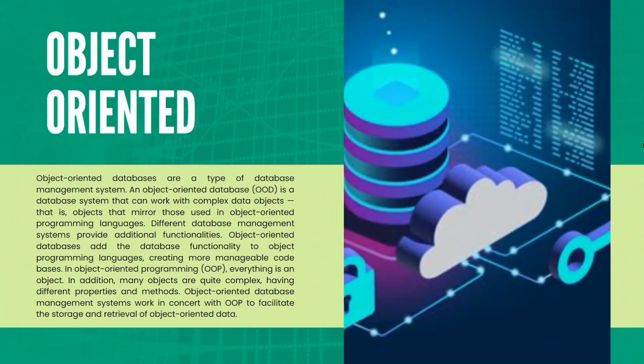Definition of object-oriented DBMS. Object-oriented databases are a type of database management system. An object-oriented database, or also called OOD, is a database system that can work with complex data objects, that is, objects that mirror those used in object-oriented programming languages.